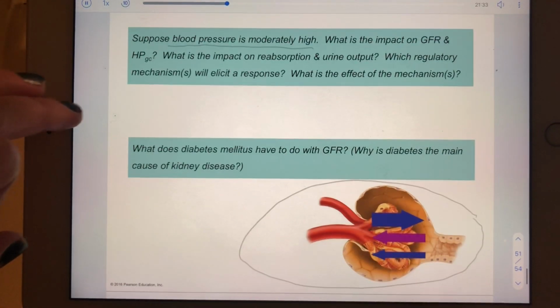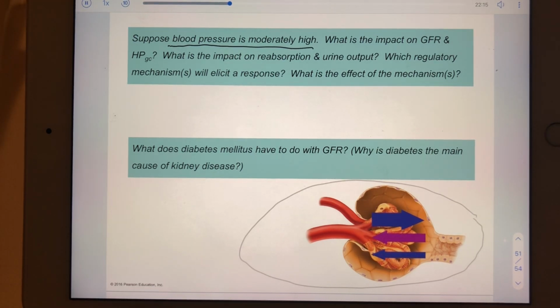Our next slide is just sort of a wrap-up to help us think critically about glomerular filtration rate and regulation of that rate. So what I want you to do is think about what the impact of moderately high blood pressure will be on glomerular filtration rate and hydrostatic pressure within the glomerular capillaries. I want you to think about what the impact on reabsorption would be, what the impact on urine output would be.